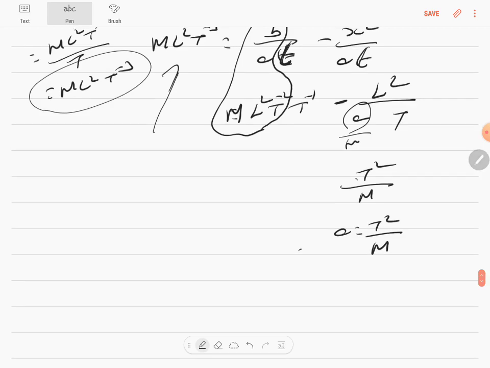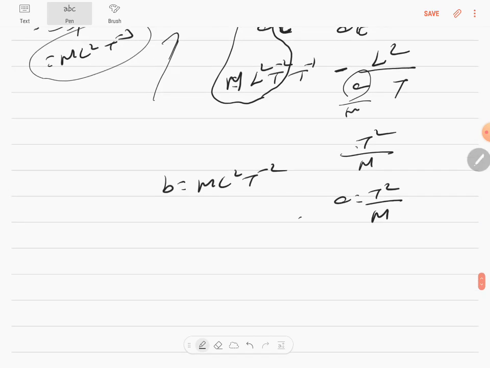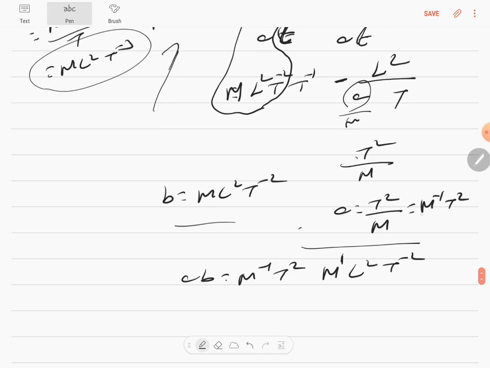And then what did we find? B is equal to m L to the power 2 t to the power minus 2. They're asking you for the product of these two. A itself is m to the power minus 1 t to the power 2. The product of A and B will be m to the power minus 1 t to the power 2 into m to the power 1 L square t to the power minus 2. M to the power minus 1 t to the power 2 is what stands for A, which is right. Let me check what I've written. What stands for B is just L square.